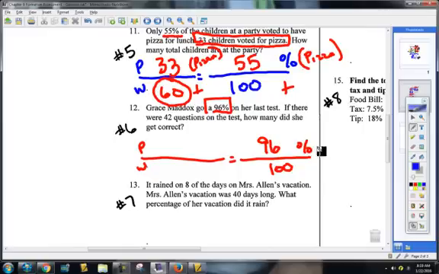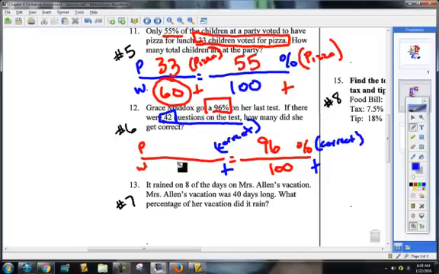So this was the grade she got, right? If there were 42 questions on the test, how many did she get correct? Wouldn't 96% mean what she got correct? So wouldn't this be the actual amount of questions she got correct? Sure it would. This would be the total. So we've got to identify whether 42 is just the part she got correct, or is that the total amount of questions on the test? Total amount. It is the total amount of questions on the test, obviously.